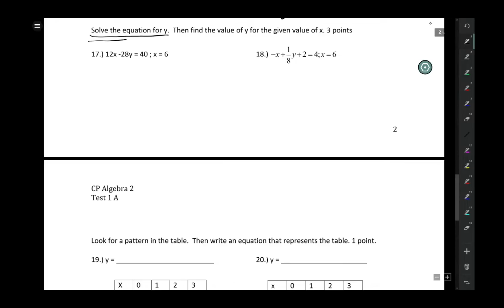Solving for y. Part one, I need to see y equals with something x on the other side. Okay, so solve the equation for y. This is probably the more amount of points. Okay, probably 2.5 points or so. Solving for y means we want to get everything that's not y on the other side. So if I have 12x minus 28y equals 40, I want to move my 12x to the other side.